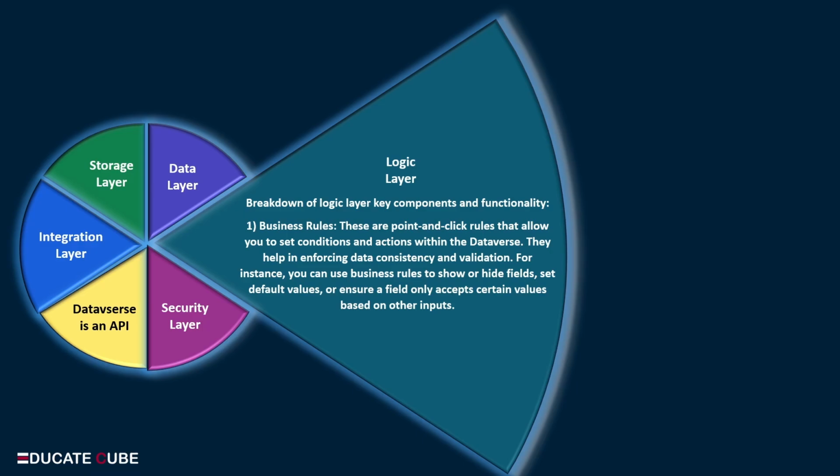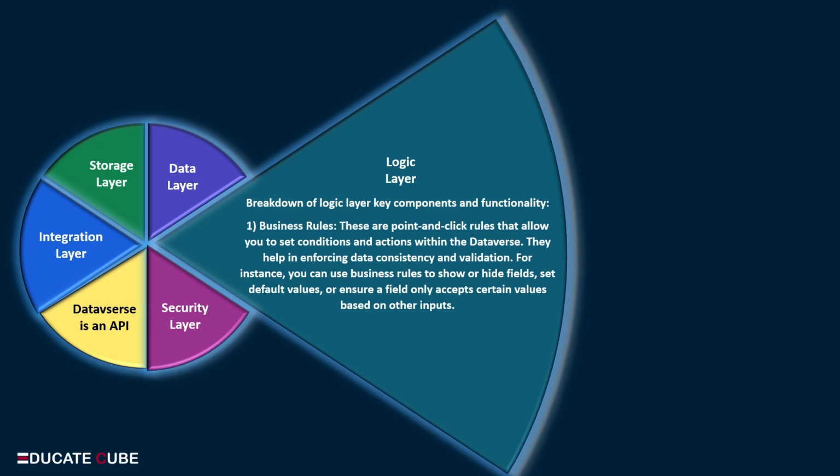So let's go back. The purpose is that business process rules enforce simple conditions and actions without needing code, as we have seen that not much code is required. They help in automatically showing or hiding fields, setting values, or validating data based on criteria you define.